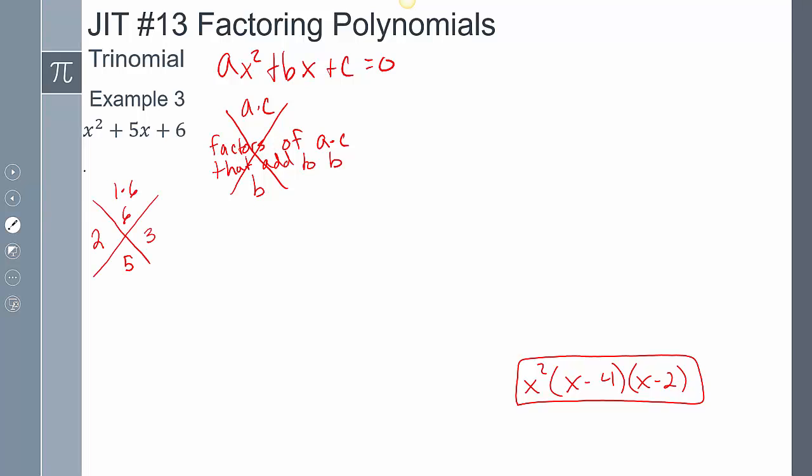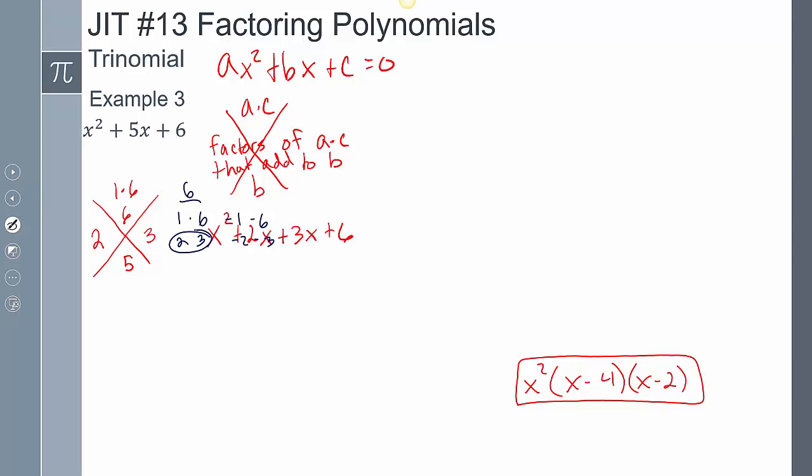So in this example here, a times c, 1 times 6 is 6. My b is 5. I'm going to put my b here. So I need to think to myself, what are the factors of 6? And I can write them out: 1 and 6, 2 and 3. Which one of those are going to add to 5 and still multiply to that 6? Well, I can do -1 and -6 and -2 and -3 because negative times negative is positive. So it ends up being this possibility here.